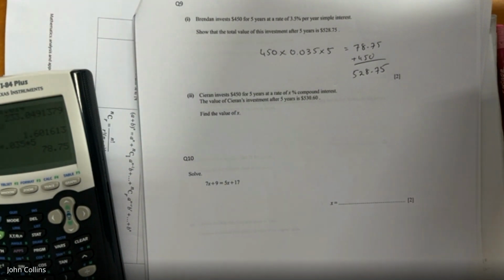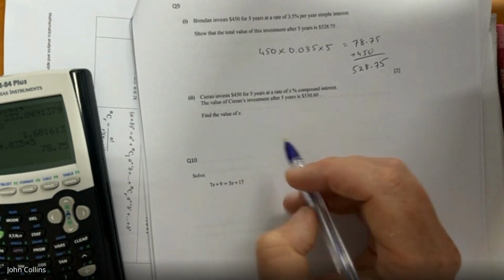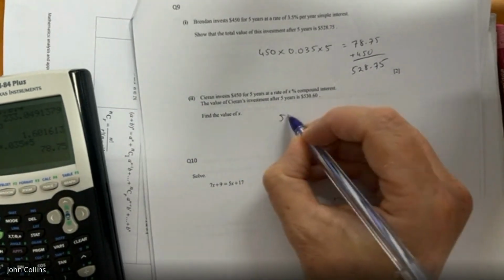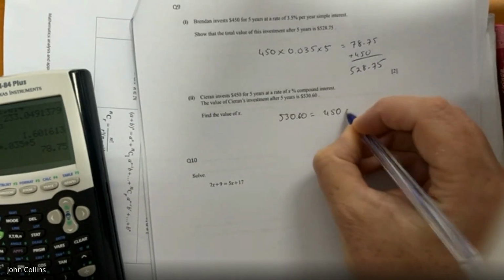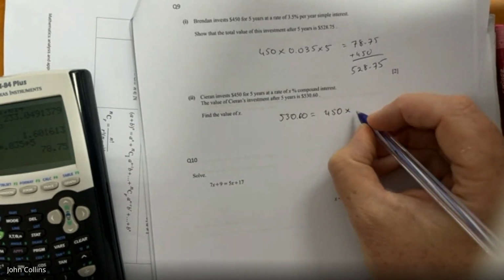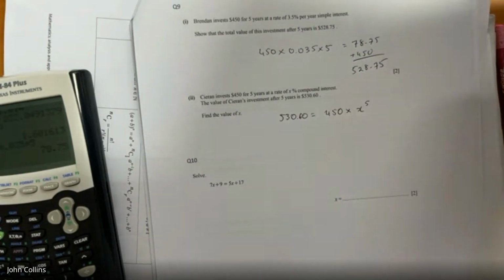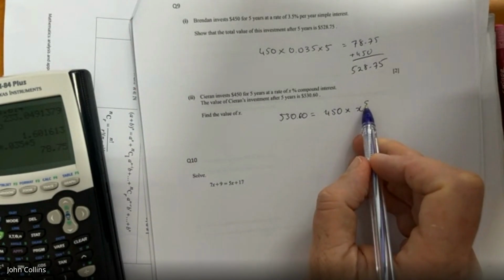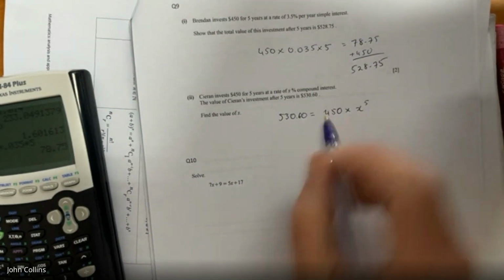Okay. Next question. Okay, so we know the value of this investment is this. It was 450 put in. It was 5 years, but we don't know the compound interest rate. So we're going to put x to the power of 5. 5 years has to go as a power if it's compound interest. How am I going to find what x is? Well, divide by 450 both sides.